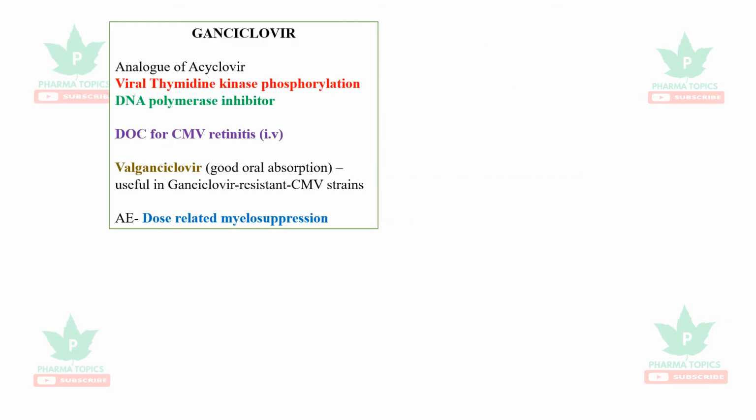The next drug is ganciclovir. It is an analog of acyclovir. Viral thymidine kinase phosphorylates this drug, and that becomes a DNA polymerase inhibitor. It is the drug of choice for cytomegalovirus retinitis, which is an opportunistic infection in the HIV. Regarding HIV, I have put another video which you can refer.